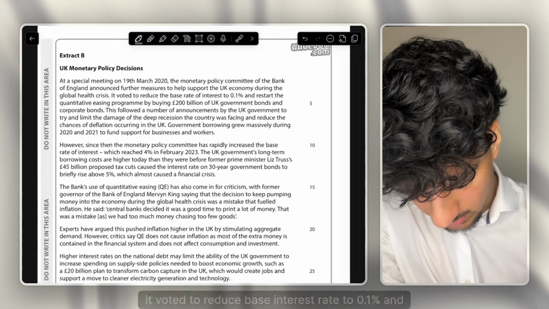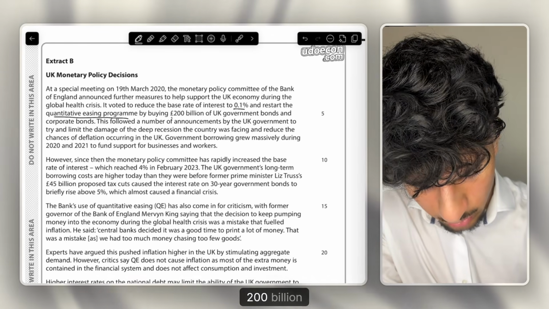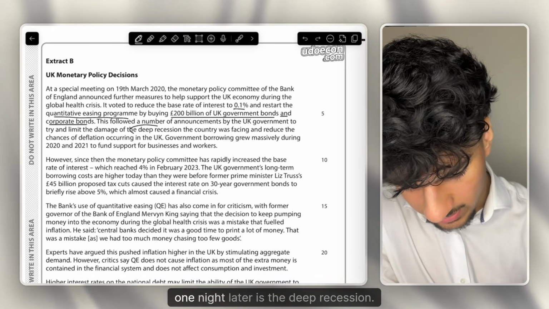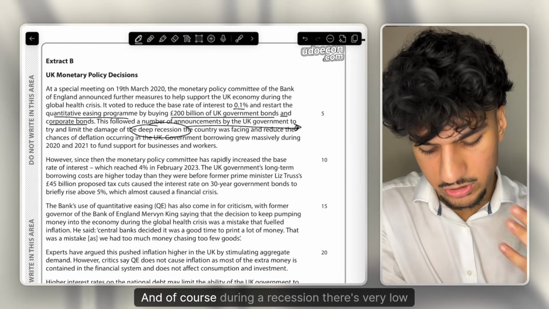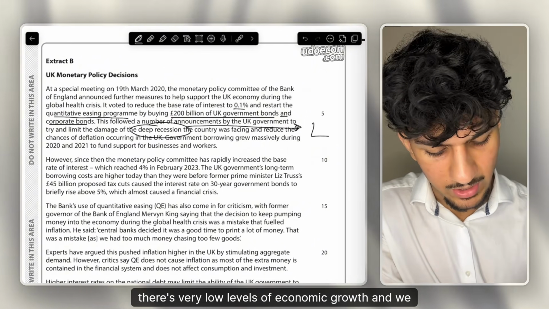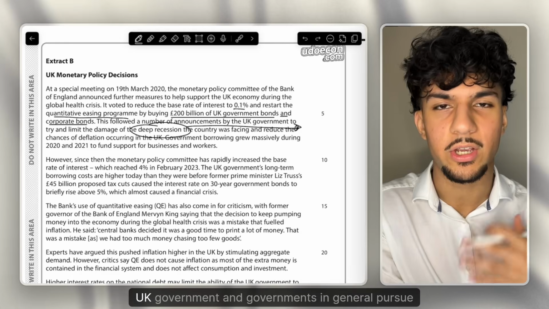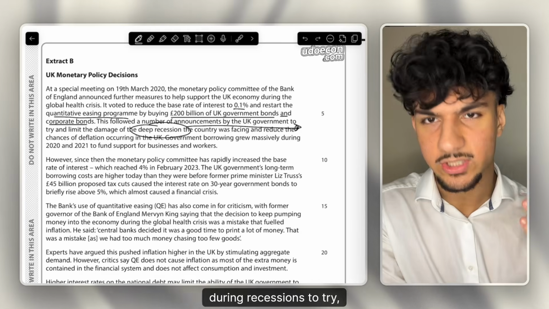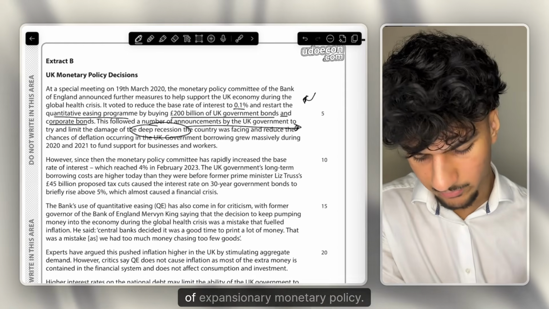So first mention here, it voted to reduce base interest rate to 0.1% and restart the quantitative easing program by buying 200 billion of UK government bonds. So that's of course something we're going to use. And then a really good mention, one line later, is the deep recession. Of course, this is the downturn of the economic cycle, if you think about the business cycle. And during a recession, there's very low employment, there's very low levels of economic growth, and we can get deflationary pressures in a recession. Thus why the UK government and governments in general pursue expansionary policies during recessions to try to limit the effects of deflation. And of course, reducing interest rate is a great example of expansionary monetary policy.